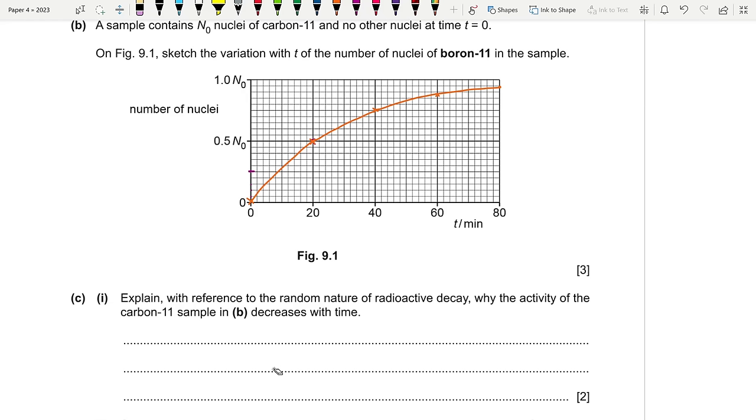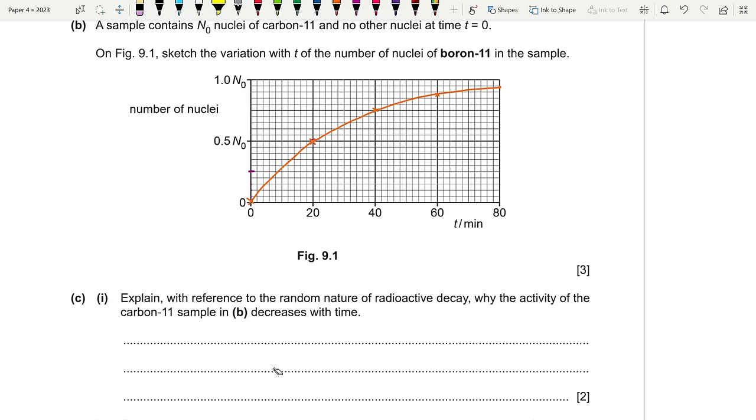So what does random nature of decay mean? We cannot predict which particular nucleus will decay, and every unstable nucleus has the same probability of decay. But if you decrease the number of unstable nuclei, the number that decay also decreases, right? Think of this: if you throw 6,000 dice, the expectation of obtaining a 6 is 1 by 6 times 6,000, which is 1,000.